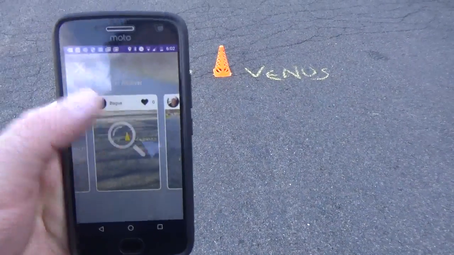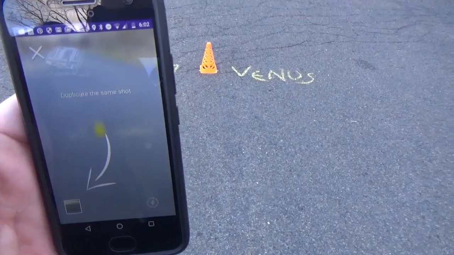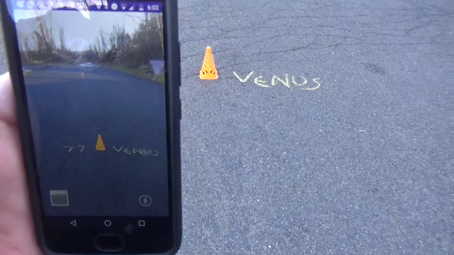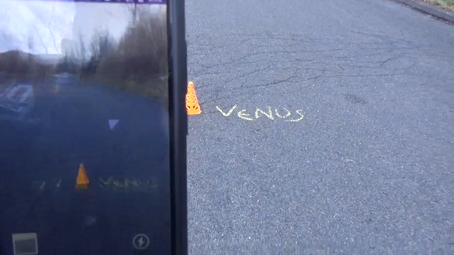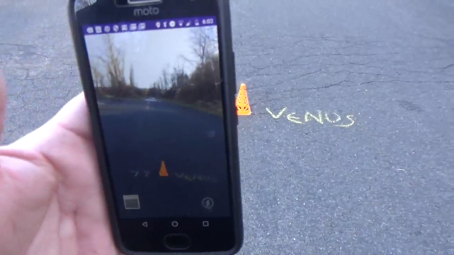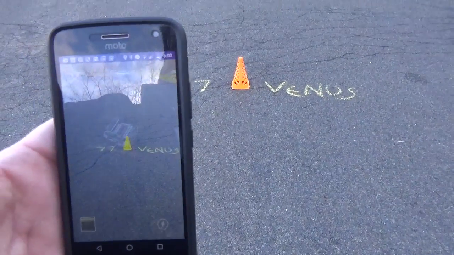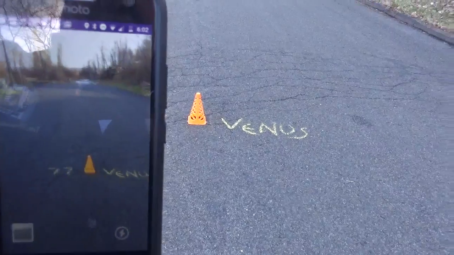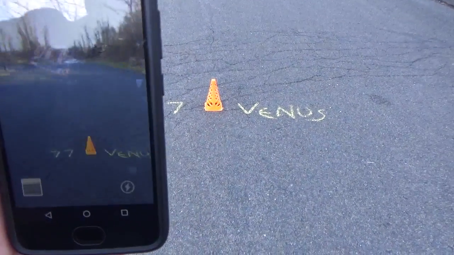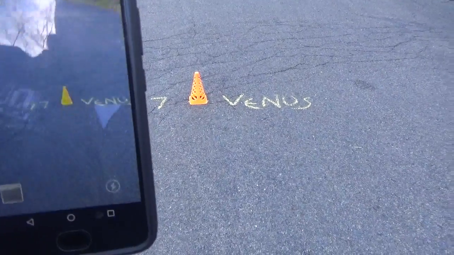So here we are at Venus, so we're going to see what happens here. And I was wondering as I was doing this, because some time has passed since I laid out the cones and took the pictures, if there was anything with the lighting and the time of day that might or might not play a part in whether these come up. Now, when I say these, I mean the pop-up overlays, the information overlays.